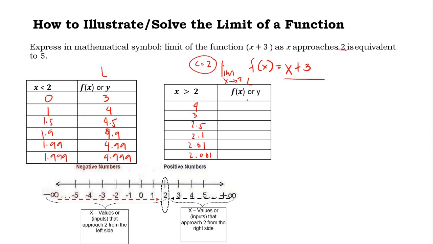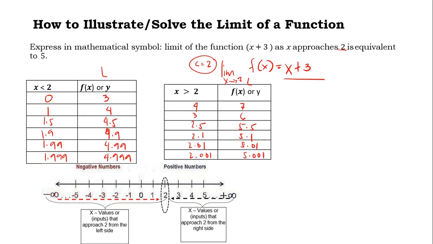Okay, this is our L. What is our L, or the f of x or y? We have 4 plus 3, that is 7. 3 plus 3, that is 6. 2.5 plus 3, that is 5.5. Then 2.1 plus 3, that is 5.1. 2.01 plus 3, that is 5.01. 2.001 plus 3, that is 5.001.